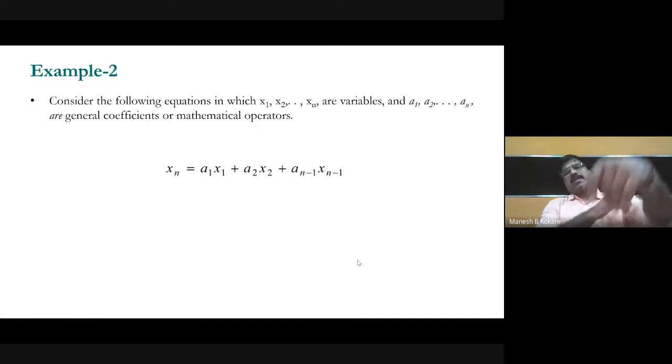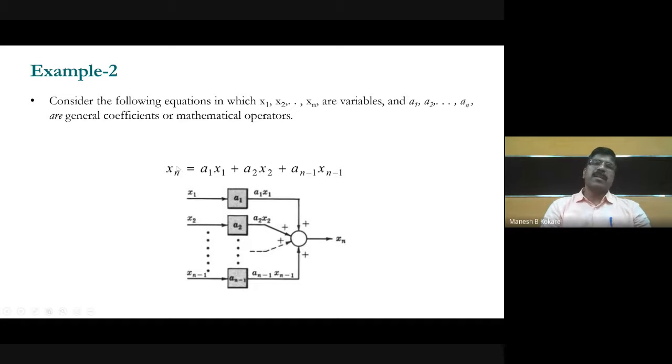Now consider this example. How do you represent this mathematical operation with the block diagram? See that xn is the output, and it is the summation of how many signals? This is one signal, another signal, and this is the nth signal. So x1 is multiplied by a1, you get a1 x1. This is given as one input to the summing point. Then x2 is multiplied with a2, so you get a2 x2, and so on.